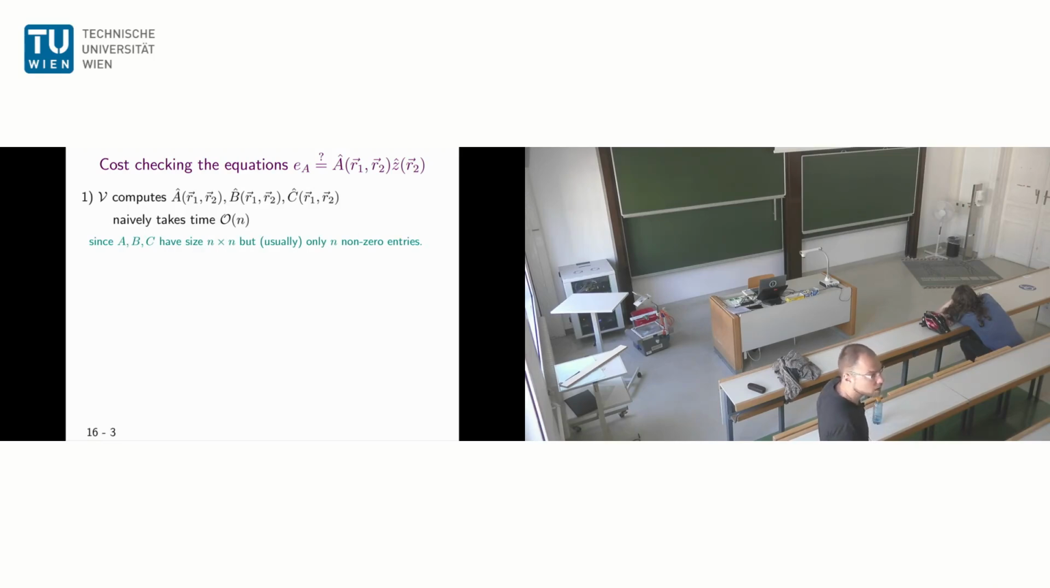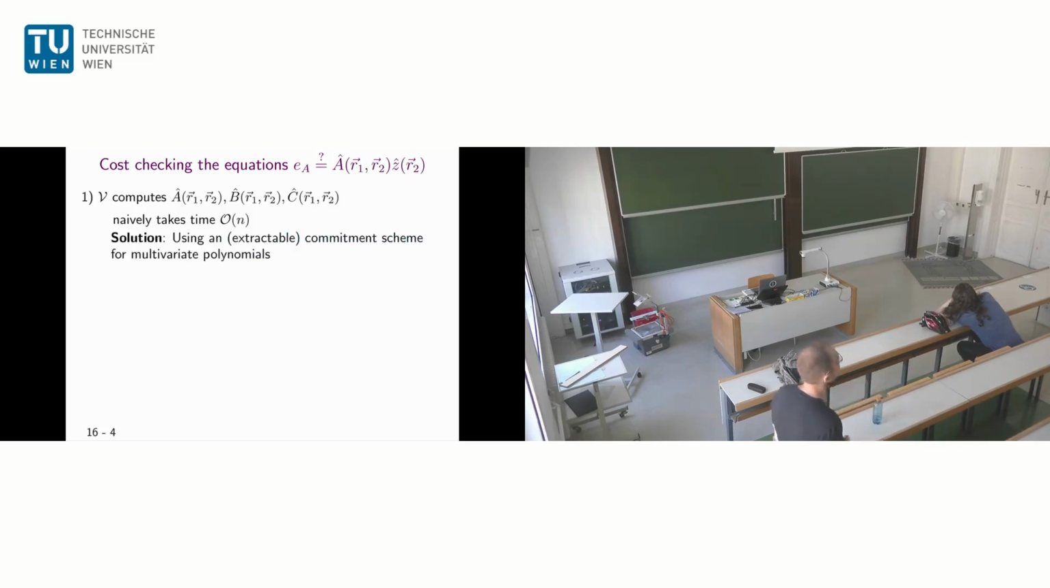We want a SNARK. We want the verifier to be sublinear in n. So how can we do this? And now this is the one and only time where we require cryptography. Namely, let's use a polynomial commitment scheme. In our case, an extractable one. Extractable simply means that the evaluation proofs.